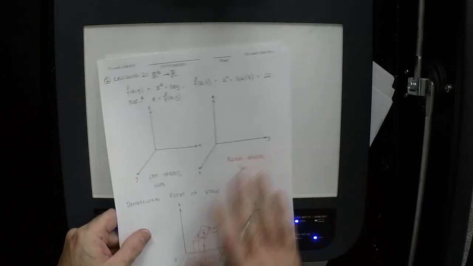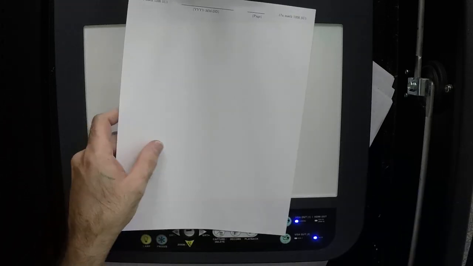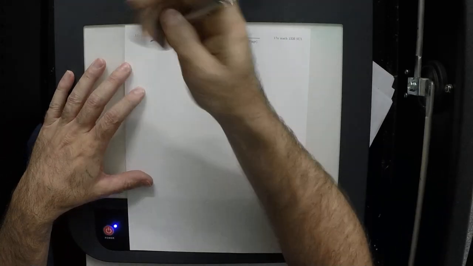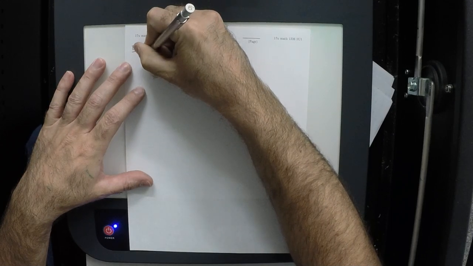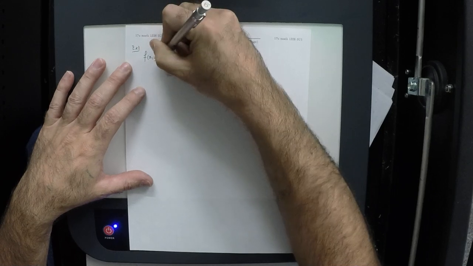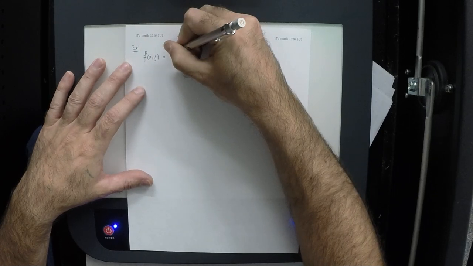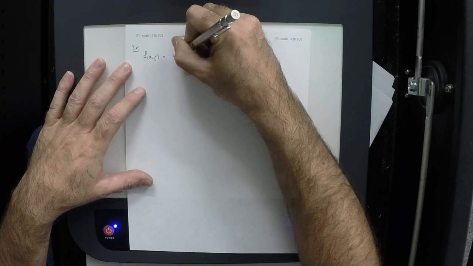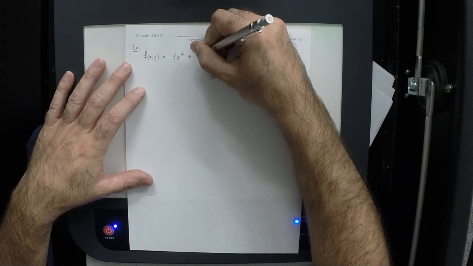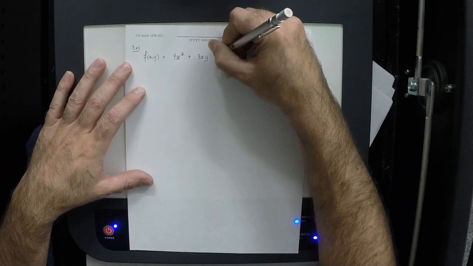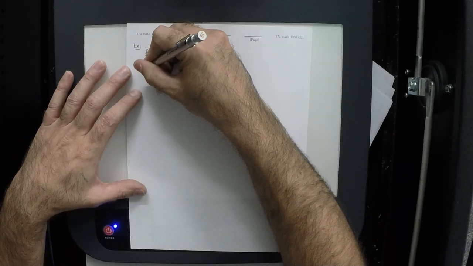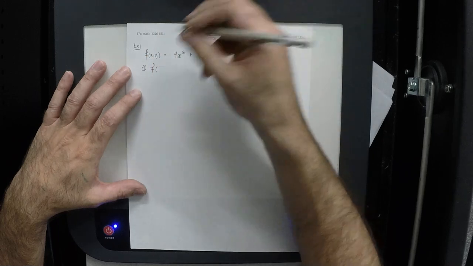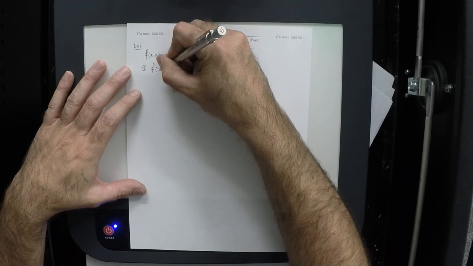So that being said, let's start down the path. So, for example, suppose that we have f of x and y is 4x squared plus 3xy plus 5. So in the first place, I would like for you to evaluate f of, say, 2, 3.